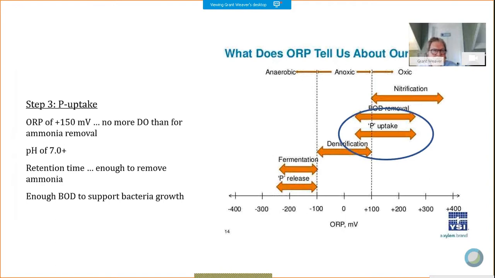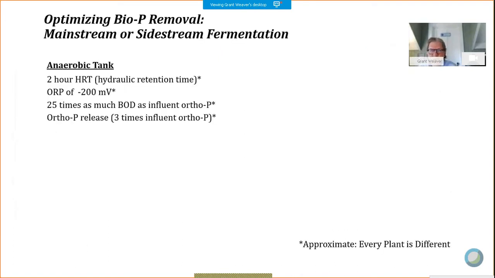Critical is the pH. pH in the aeration tank needs to be at least 6.8. My experience is if it gets down to 6.7 per day, they're on a hunger strike. We don't get biological phosphorus removal that day. If we keep it down there too long, we're going to kill off the phosphorus removing bacteria, and they're going to have to repopulate. And that can take days or weeks for them to repopulate. So pH in the aeration tank is a critical parameter for biological phosphorus removal.